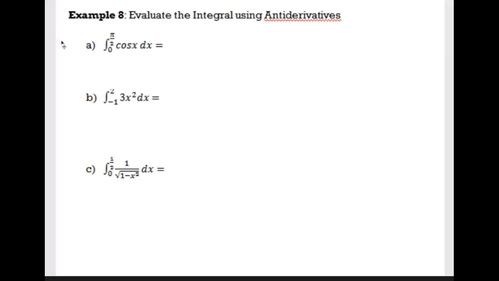So yesterday we did a lot of indefinite. Today, here's some definite. So the antiderivative of cosine is sine. And then you evaluate from pi halves to 0. So that's like sine of pi halves minus sine of 0. So you have to really know your trig values. So the sine of 0 is 0. Sine of pi halves is 1. 1 minus 0 is 1.